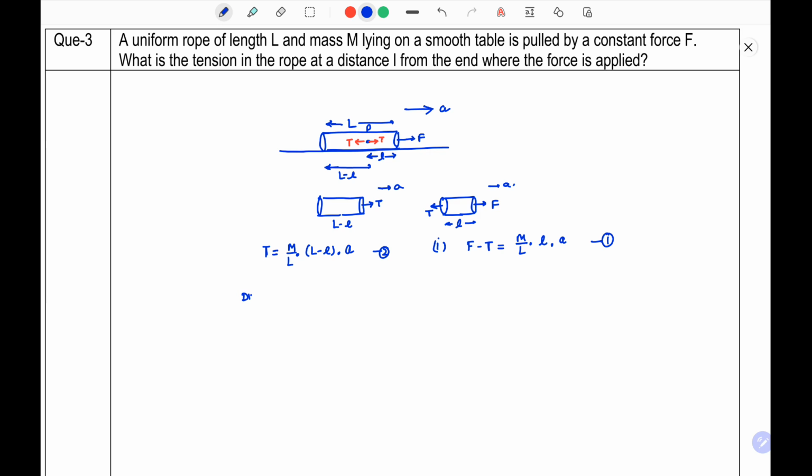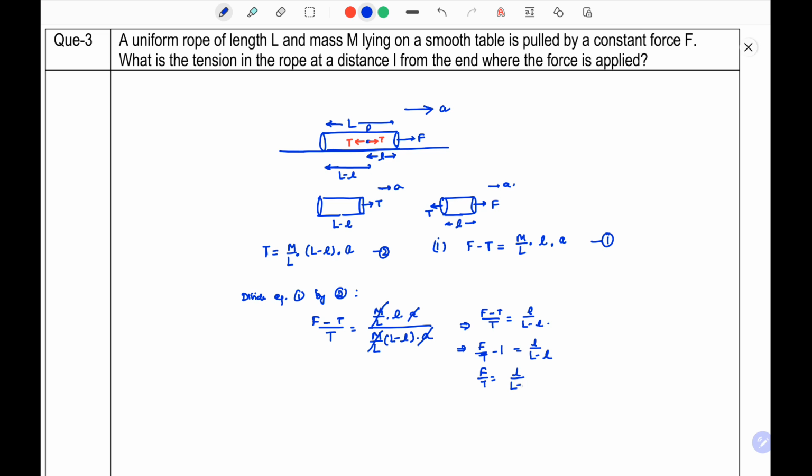Now divide equation number 1 by 2, because we have to find the tension, so we have to eliminate the acceleration A. It will be F minus T by T, equal to m by L into small l into A, divided by m by L into capital L minus small l into A. A and A get cancelled, m by L and m by L get cancelled. So this implies that F minus T by T will be equal to small l by capital L minus small l, or we can write it as F by T minus 1 equal to small l by capital L minus small l. So F by T will be equal to small l by capital L minus small l plus 1. Taking the LCM, it is small l plus capital L minus small l, small l gets cancelled, so it is capital L by capital L minus small l.